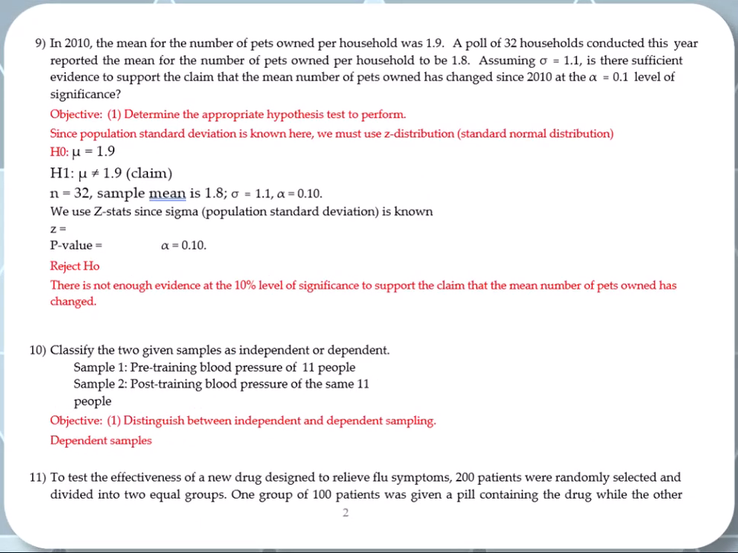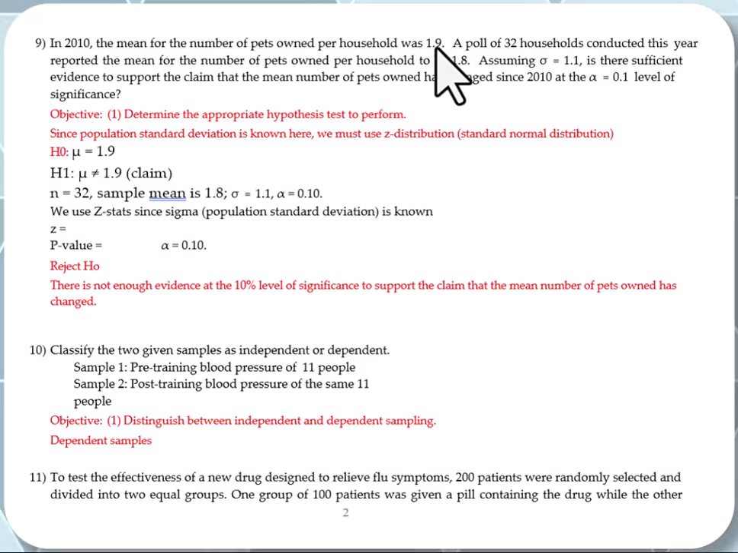In 2010, the mean for the number of pets owned per household was 1.9. A poll of 32 households, so n is 32, conducted this year reported that the mean for the number of pets owned per household to be 1.8. So x-bar is 1.8. Assuming sigma equals 1.1. I want to pause here. When I say sigma, I'm giving you the population standard deviation. And when I give you the population standard deviation, you cannot use a t-test or t-stats. You have to use z-stats, only when sigma is given, the population standard deviation. Is there sufficient evidence to support the claim that the mean number of pets owned has changed since 2010? Has changed, guys, means not equal to. So it was 1.9.